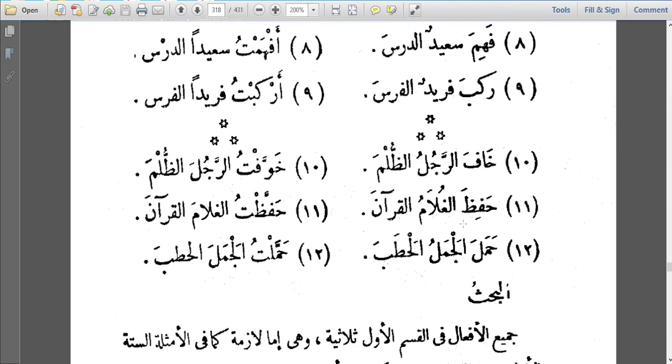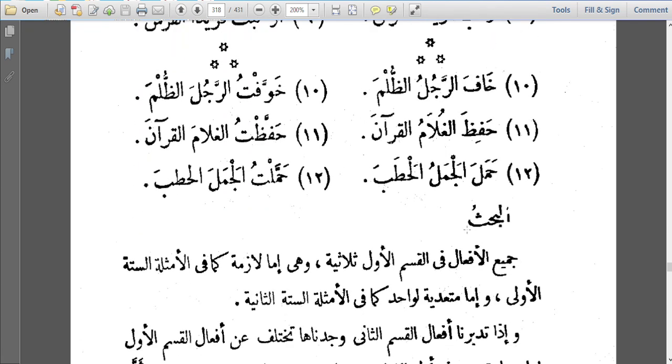Okay. Let's look at our last batch, which is the tad'if of what is already muta'addi. We have خاف الرجل الظلم. The man feared injustice. And then he comes here, he says خوفت الرجل الظلم. I made the man scared of injustice.